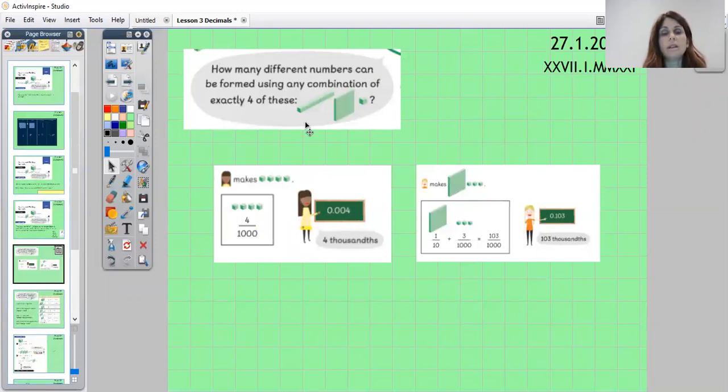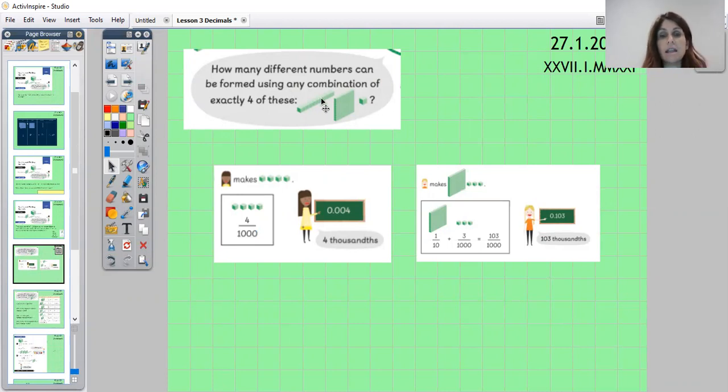Okay, now what I want you to do is you're going to pause the video then and have a go at this. But what I would love you to do is think systematically. Don't just go randomly. So here are 2 different combinations, but they're quite random. So I really want you to think about being systematic.